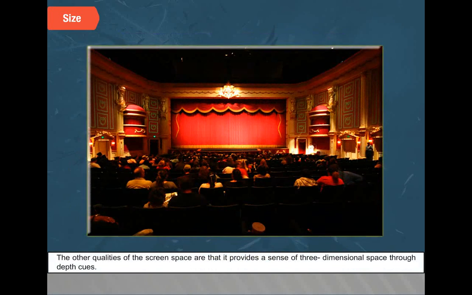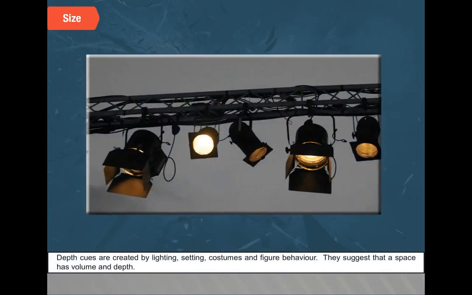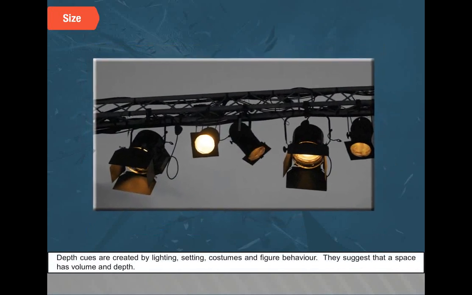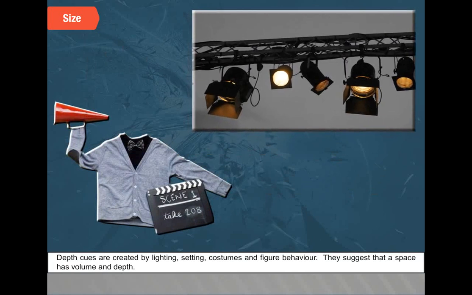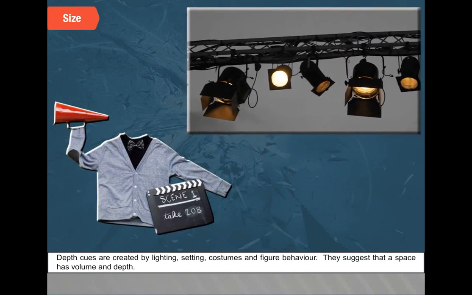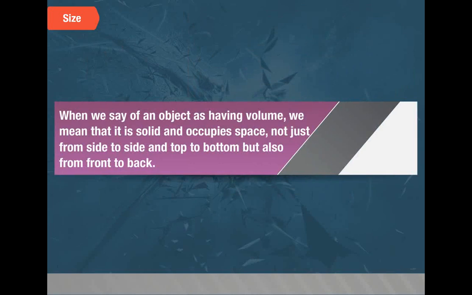The other qualities of the screen space are that it provides a sense of three-dimensional space through depth cues. Depth cues are created by lighting, setting, costumes, and figure behavior. They suggest that a space has volume and depth. When we see an object as having volume, we mean that it is solid and occupies space not just from side to side and top to bottom, but also from front to back.